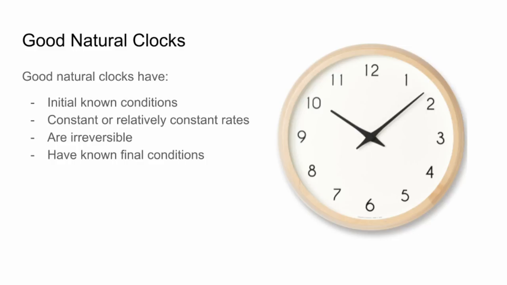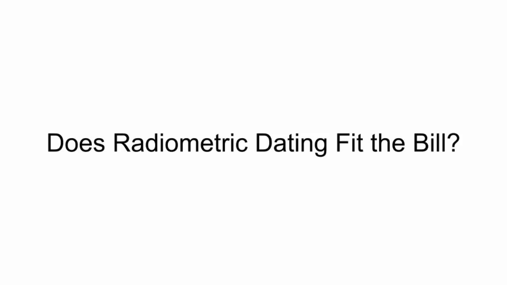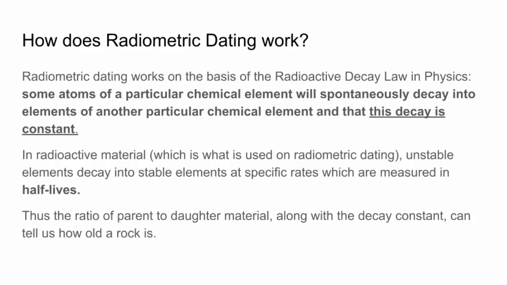This is pretty intuitive, I think, because if you don't know what it is at the beginning, and if you don't know what it is at the end, how can you actually use it to mark time? And if the hand on the clock is ticking at different rates when it passes the 1 versus when it passes the 4, that can throw you off too. And if the clock is ticking backwards, obviously that's not good either. So can we show that radiometric dating is a good natural clock? I do believe that we can.